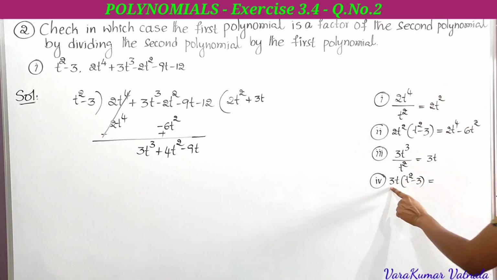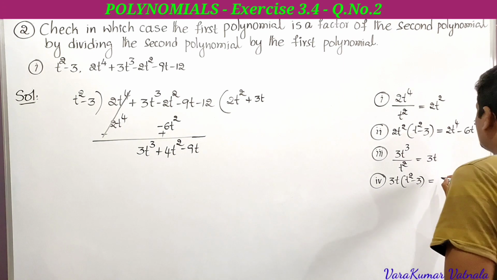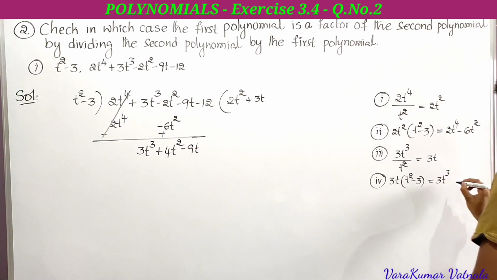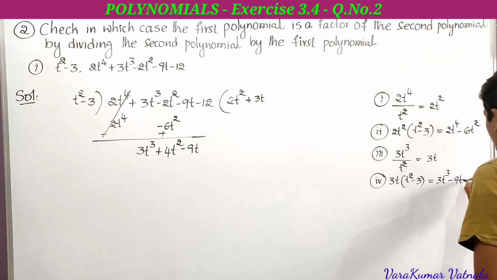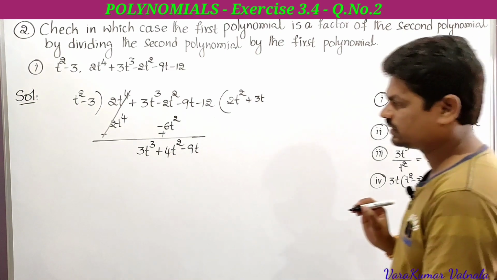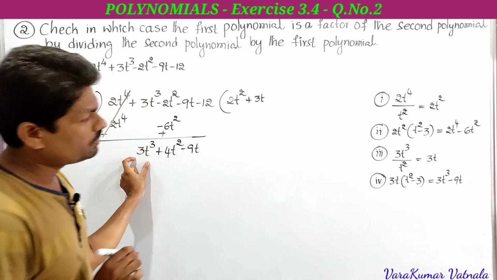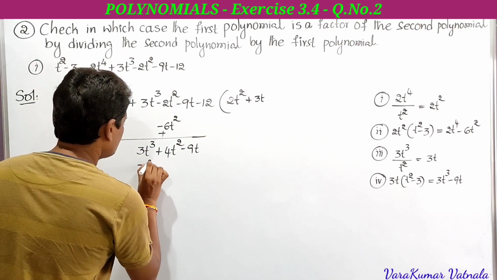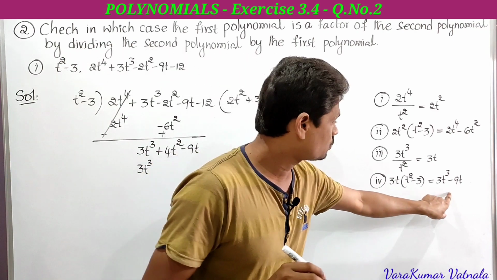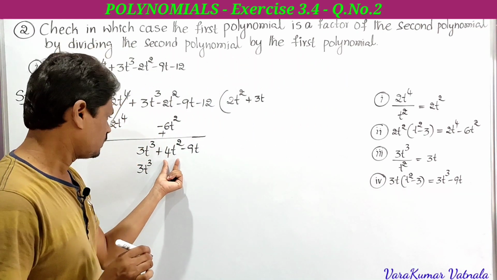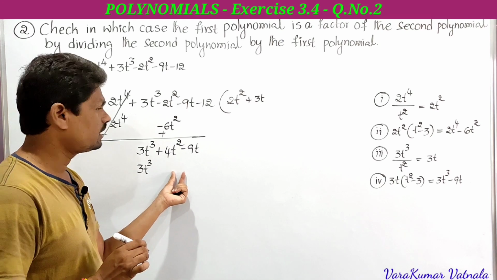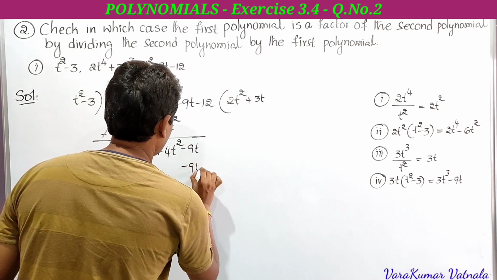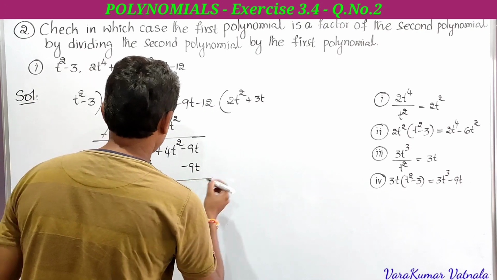So here 3t into t square, we get 3t cube. 3t into minus 3, we get minus 9t. So now we have to write 3t cube below the t cube term. There is no t square term, so leave the t square term blank here. Next, minus 90 is there, so write minus 90. Now subtract these two.